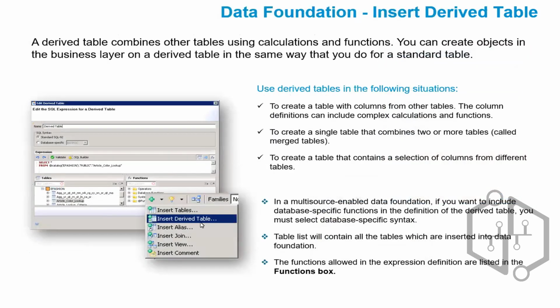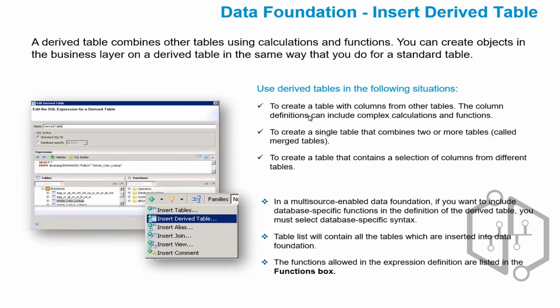We also have the option to insert a derived table. If we want some logic to be performed between two tables, like if the required columns are there in two tables and we want to achieve that logic in a single table, we can create an insert derived table, and we need to write the formula which we want to achieve. Then we can insert that derived table in the data foundation, use it as a normal table, and provide the required joins.